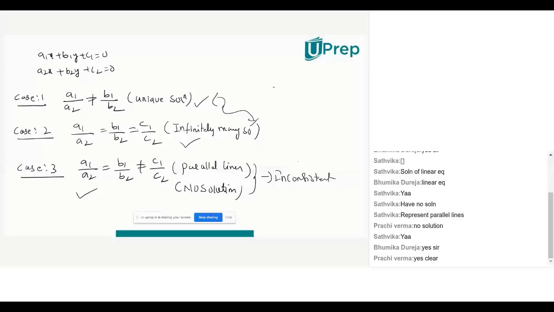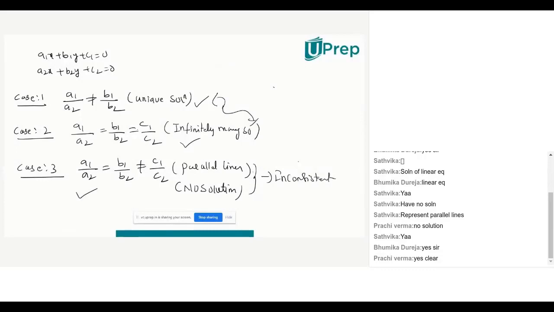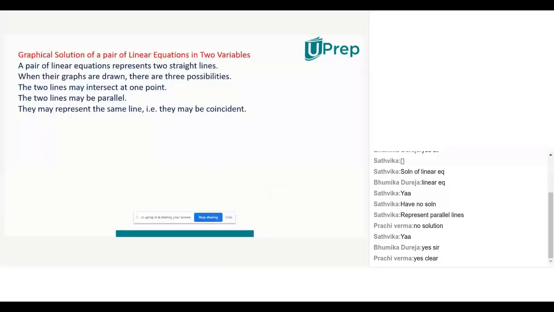Graphical solutions. Now you know all this. Using it, let us understand how you draw these lines. Obviously, a1x plus b1y plus c1 equals 0 represents a line, and a2x plus b2y plus c2 equals 0 also represents a line. Now how will you represent both these lines graphically and find the solution? The concept is the graphical solution of a pair of linear equations in two variables. You already know a pair of linear equations represents two lines.